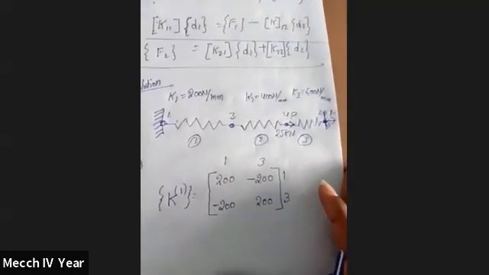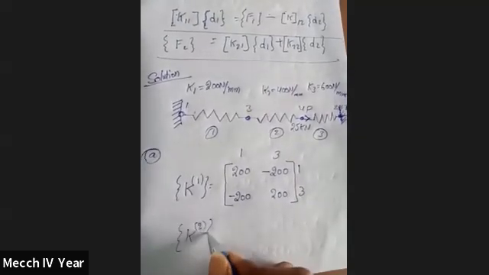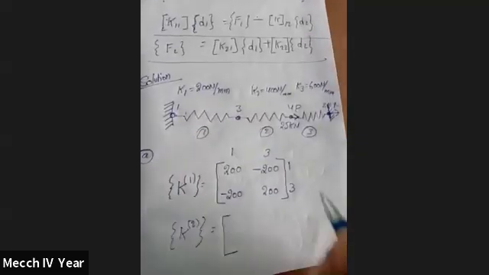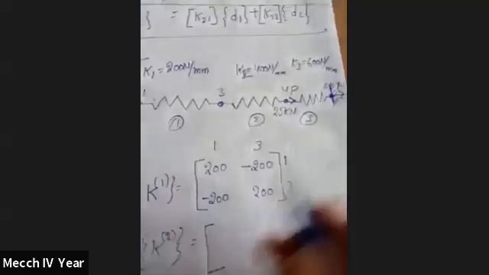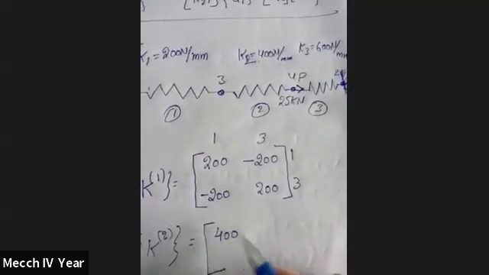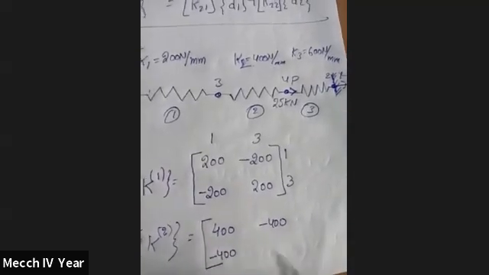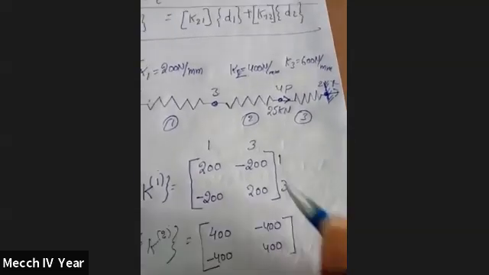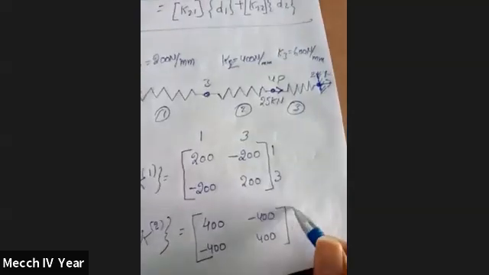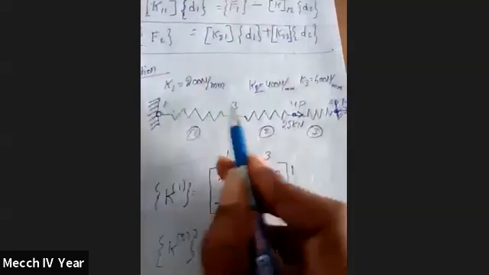In a similar way I am going to write K2 for element 2. So what happened in element 2? This is K2, the element 2 stiffness, which is 400 as given. So I write 400, minus 400, minus 400, 400. What is here? 3, 4. Then here I write 3, 4, and 1, 3 becomes 3, 4 acting here.